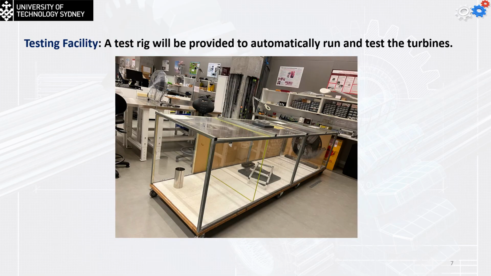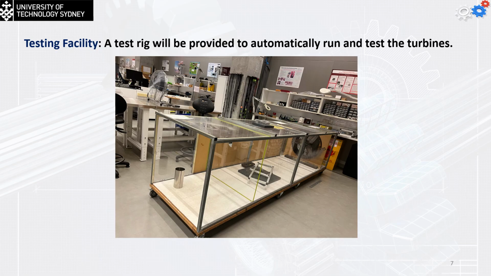The testing rig will be provided to automatically run and test the turbine. So mainly it is going to be a big duct. The length is 3 meters. The height is 0.8 meters, sorry, and the width is 0.9 meters. The wind turbine will be sitting at the end of the duct, and the fan will generate the wind at different velocities.